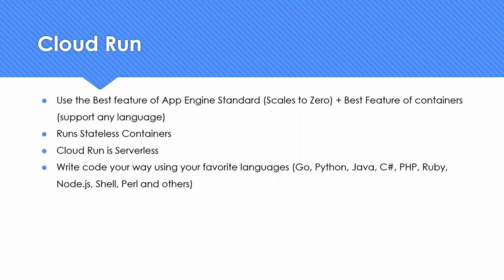So then what is the difference between App Engine standard and Cloud Run? Or is it an additional feature? Cloud Run is a merger of the best features of your standard environment, scale down to zero and faster deployment, plus bring any runtime. So the best features of standard and the best features of containerization: a combination, or a hybrid model.